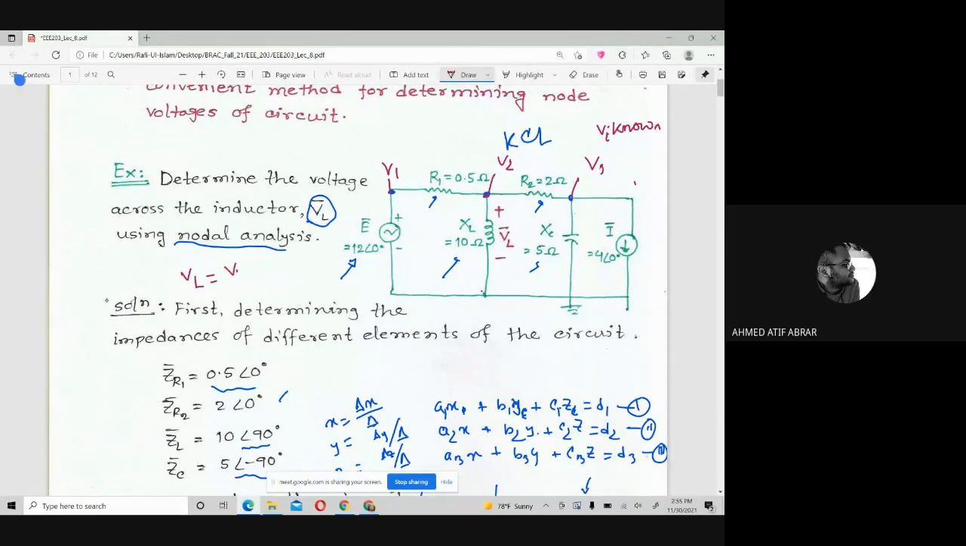So this is V2, V2 minus 0. So basically this is V2. This is so simple. If somebody asks us to calculate the voltage across R1, my target is to calculate VR1.